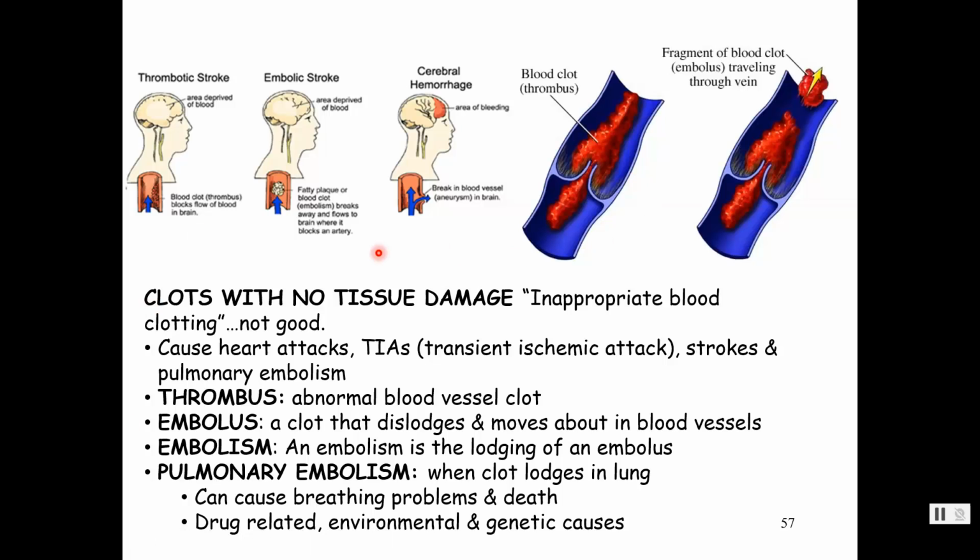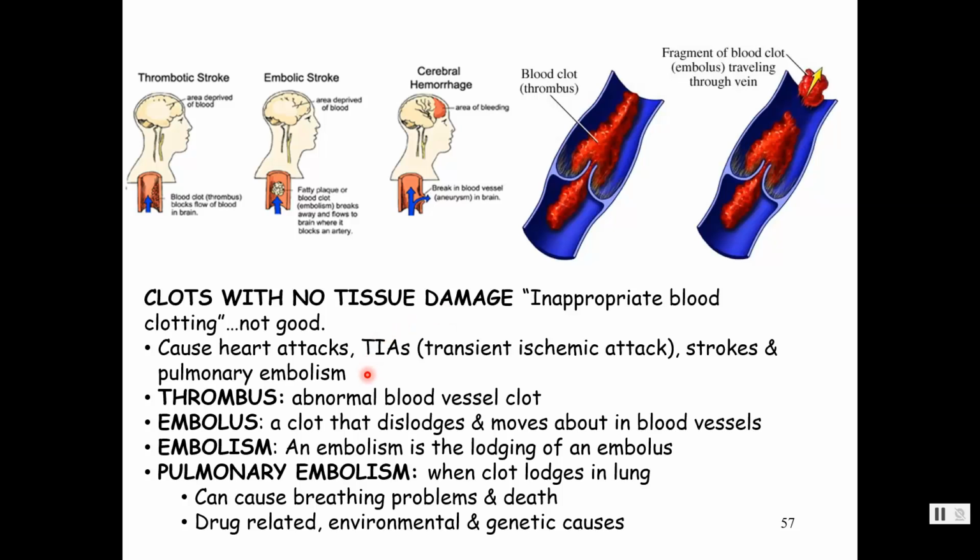So we're going to take a moment and talk about inappropriate blood clotting. So this is clotting with no tissue damage inside of a vessel. So these are not good. Like I said, this is the cause of heart attacks if it's the coronary circulation. Also, if you've heard of mini strokes or TIAs, so transient ischemic attack, full-blown strokes, so cerebrovascular accidents, and also pulmonary embolism we're going to look at in a second.